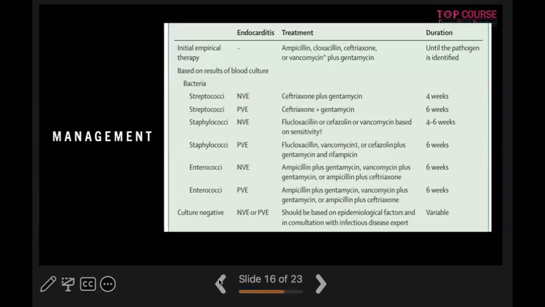If it is a prosthetic valve, then you have to add gentamicin and rifampicin and continue for 6 weeks. If it is enterococci in a native valve, then you have to give ampicillin plus gentamicin, or vancomycin plus gentamicin, or ampicillin plus ceftriaxone for 6 weeks. If it is a prosthetic valve, then again the same combination for 6 weeks. If it is a culture negative native valve or prosthetic valve, based on the epidemiological factors and the infectious disease specialist's expertise, we have to change the antibiotic.